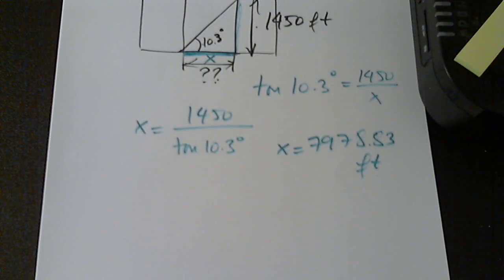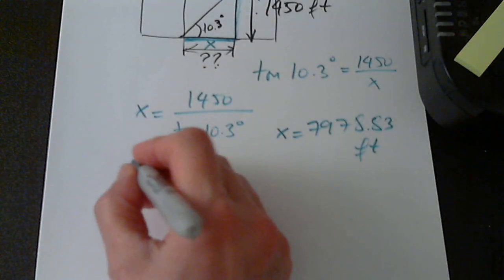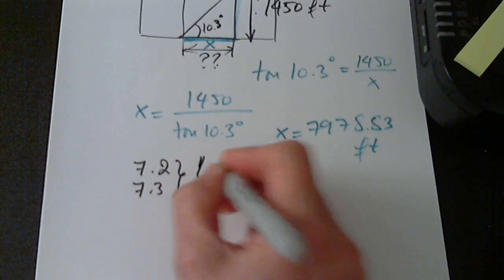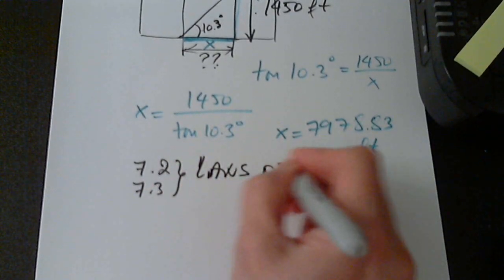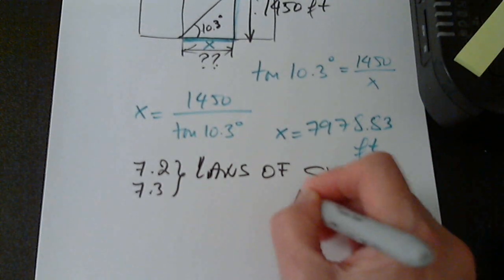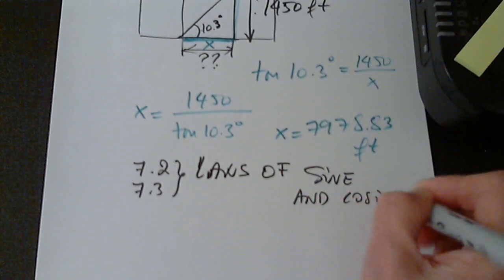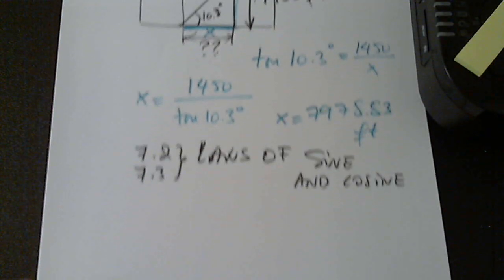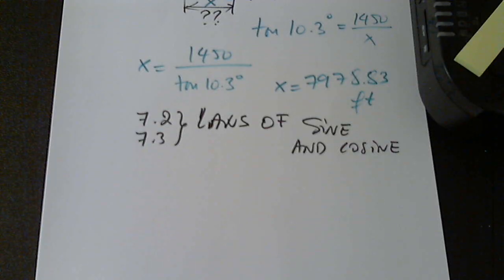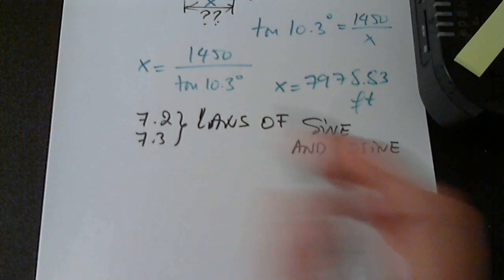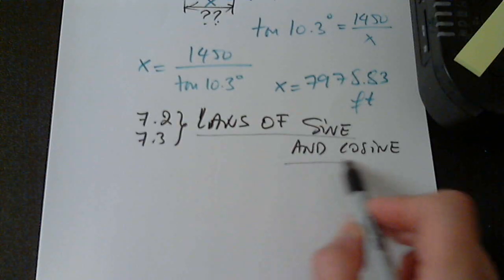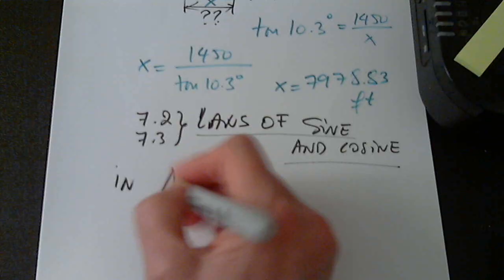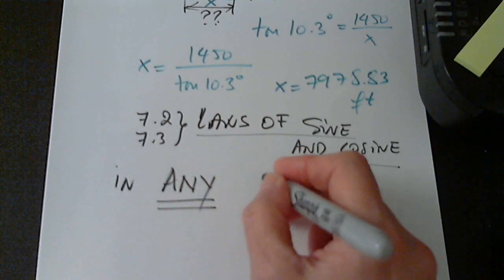Okay, moving on to 7.2 and 7.3, laws of sine and cosine. What does that mean? What does it say? Okay, let's talk about it and then we'll look at applications. When we talk about the law of sines and law of cosines, we no longer talk about right triangles. In any triangle.